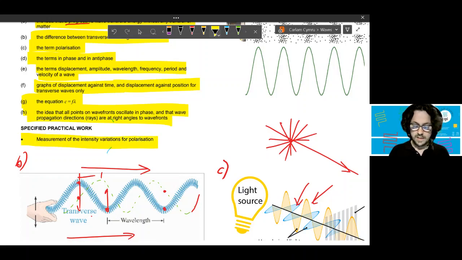Now, this is the practical work. I did briefly mention the measurement of the intensity variations of polarization. That's something that might be covered in another video at another time. But we're going to leave that there for now, because I thought a good idea for our last 10 minutes would be looking at some past papers. So let's do that quick.